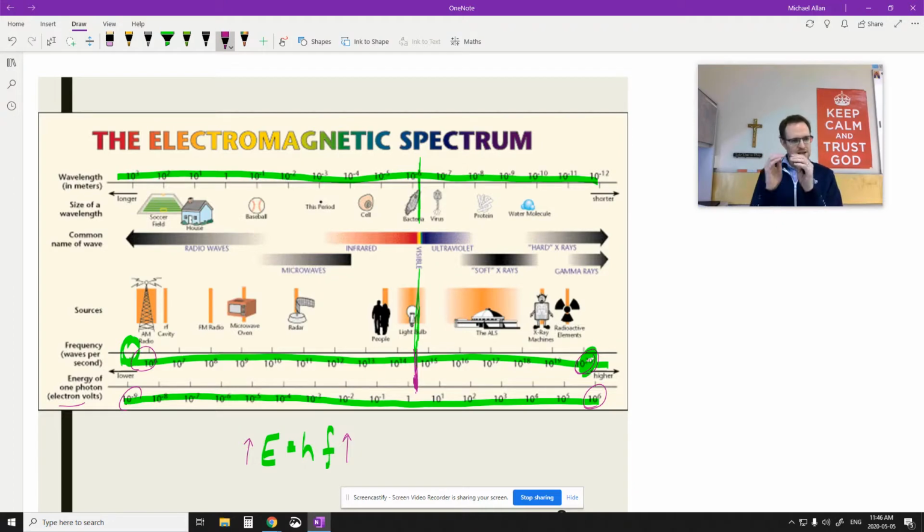So frequency and energy are directly proportional to each other. But in the other formula, hc over lambda, they are inversely proportional. So this one goes up, this goes down, right? It's because they're inversely proportional to each other. One's in the denominator, one's in the numerator.